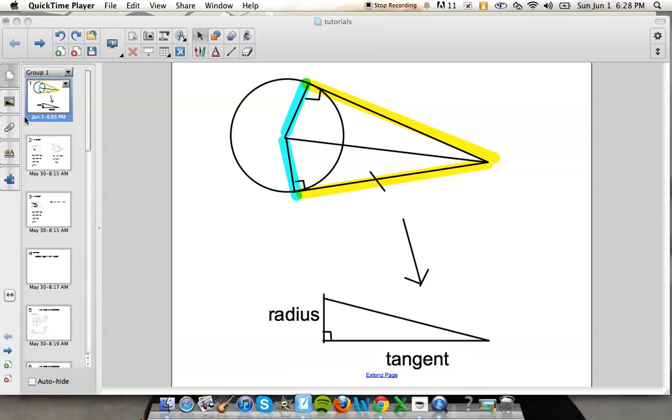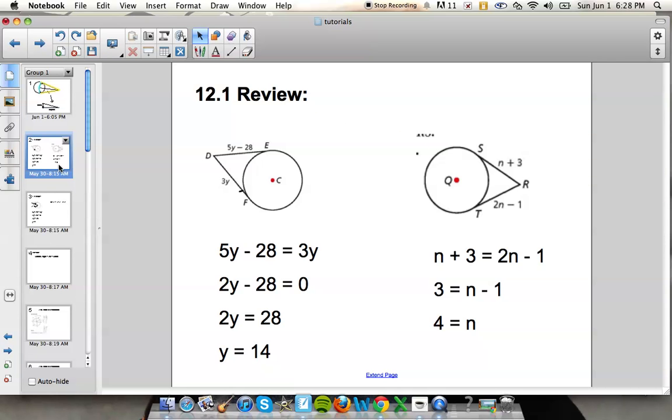To solve right triangles, you use the Pythagorean theorem. So if I were to give you two of those values, the hypotenuse, the tangent, or the radius, you would be able to find the third value given that triangle. So I have two examples for you. The first example is circle C.